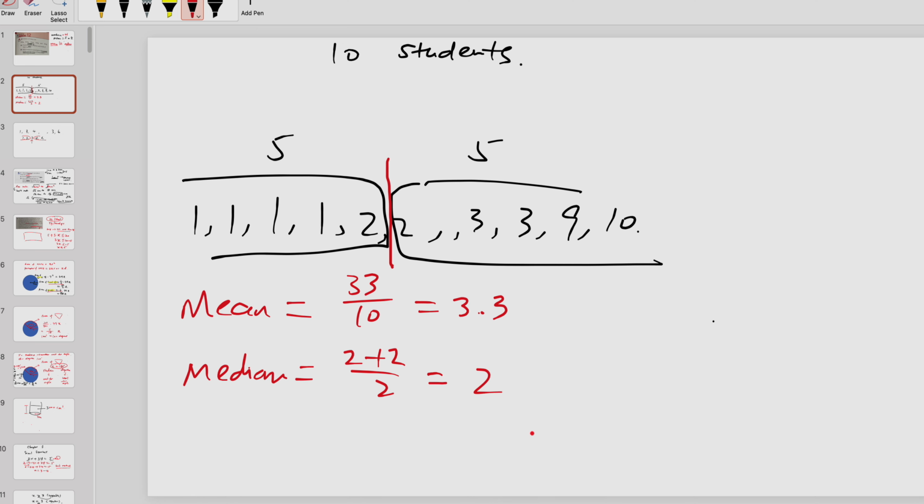Can you see the mean and the difference? Then the mode is 1 because the 1 appeared 4 times. So can you see that the mean and the median actually vary quite a lot? Right? Then which one should be used to tell the average of the scores?